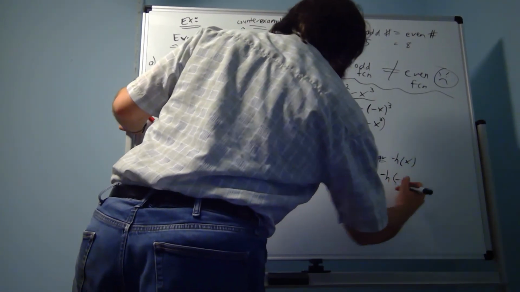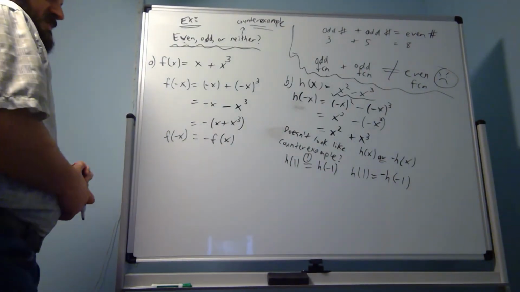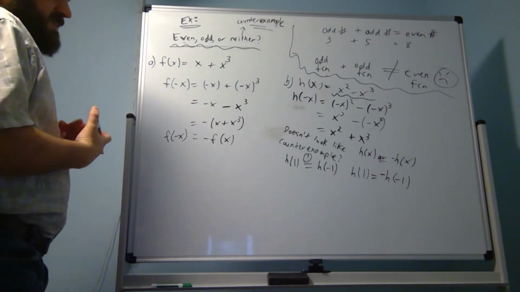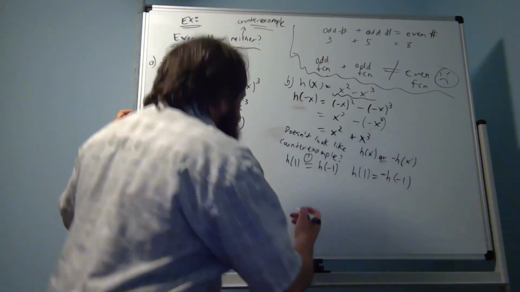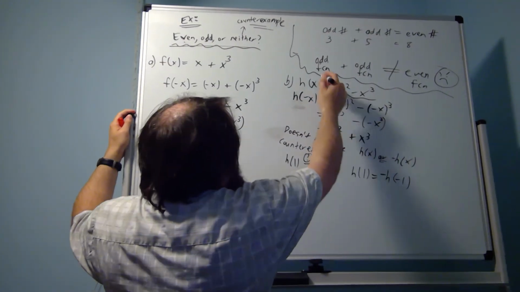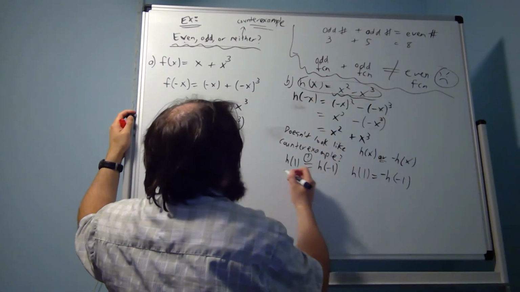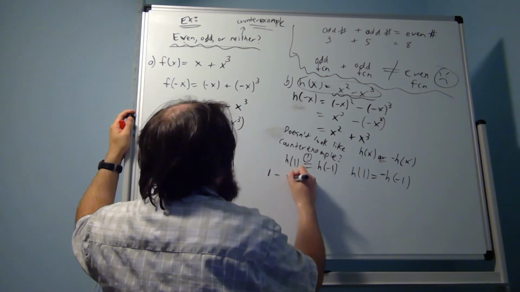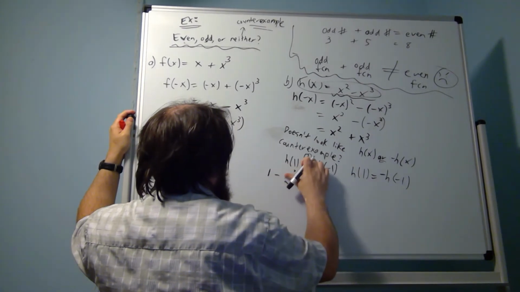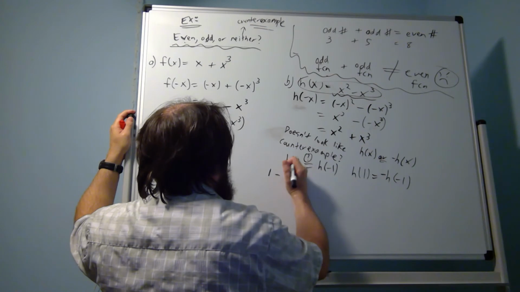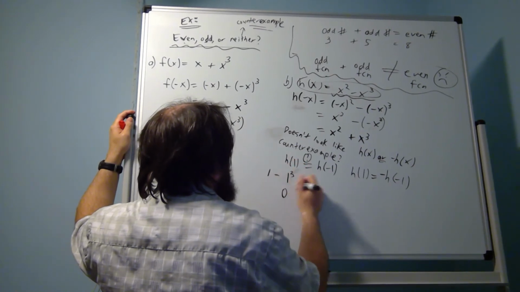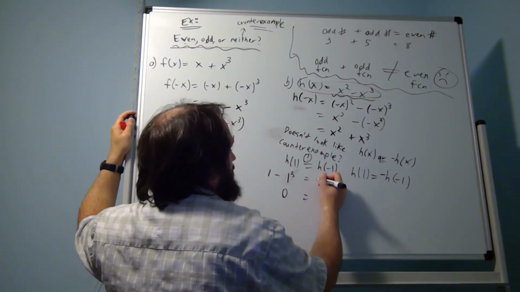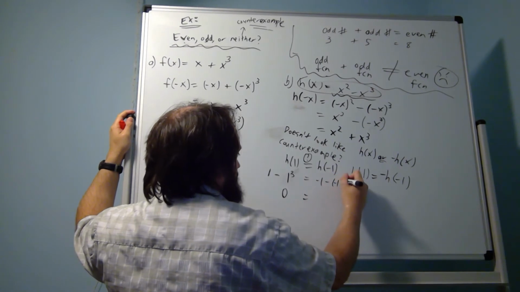Well, there's 2 things to check. Maybe I should break it into 2 separate things. I shouldn't try to do 2 things at the same time. Maybe that's a little too confusing. But what's h of 1? Here's our function h. 1 minus 1 cubed, that's 0. H of minus 1 is minus 1 minus 1 cubed.